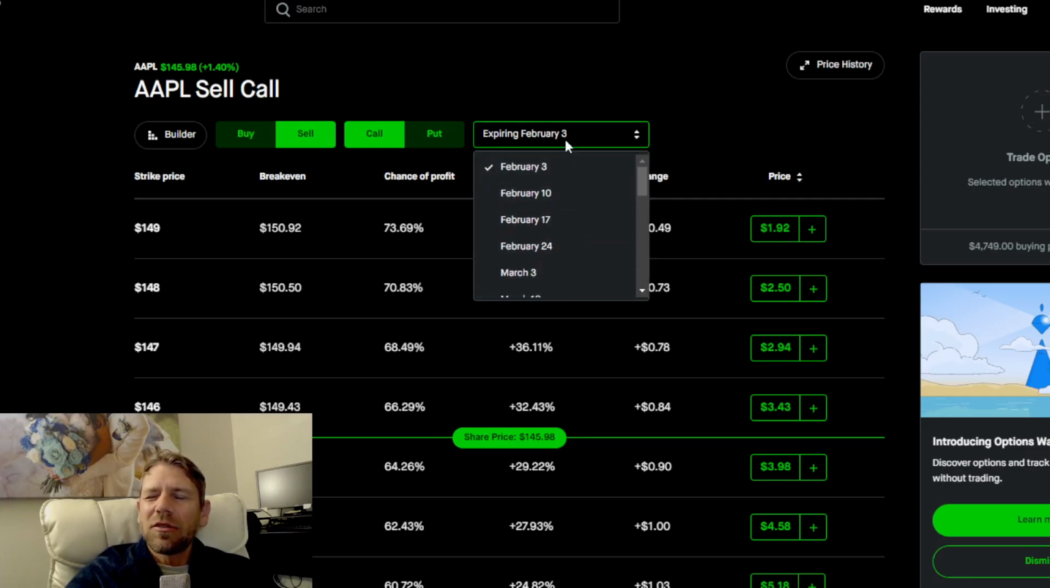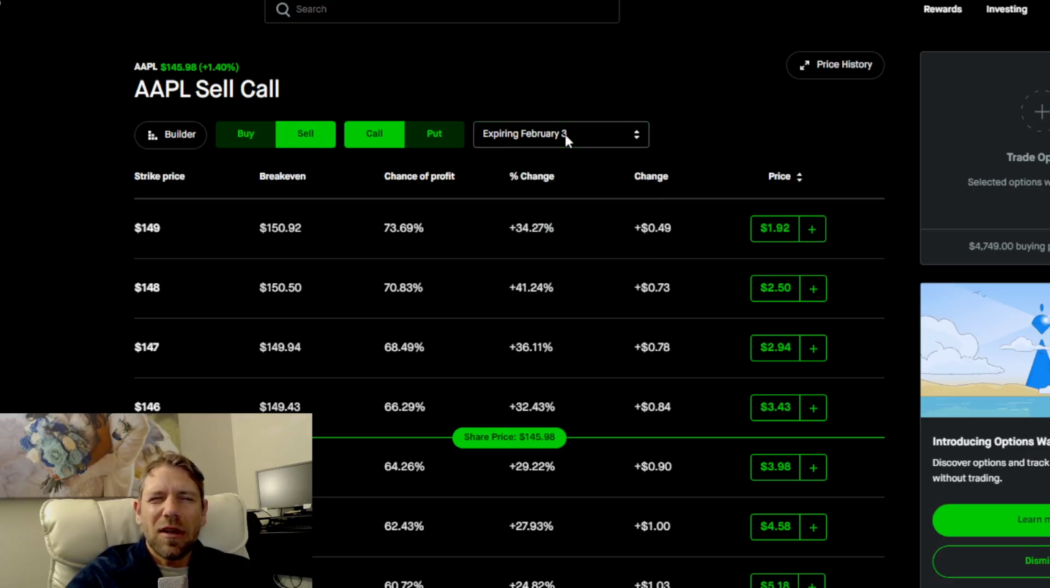When you go to a more liquid stock, which has nothing to do with the lake we're just talking about, liquid just means there are a lot of participants in this particular stock, in the options market or in the stock market. Because there are a lot of participants, there's a lot more demand for these contracts to be traded, so there's a large variety of dates. Some stocks do not have as much variety of dates.